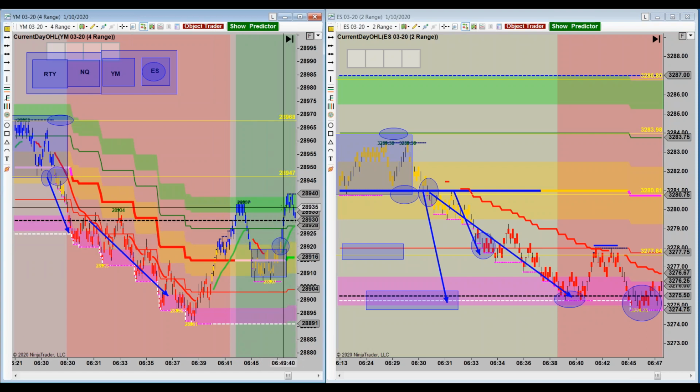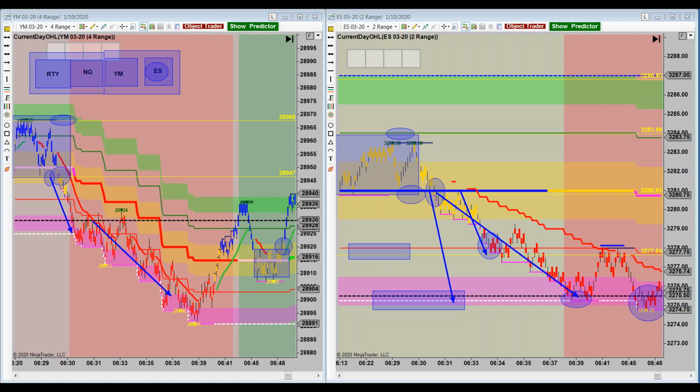So here's 650. Based on what YM is doing at this time, what do we think is going to happen on ES? Think about it for a second. Take a look at what's going on here. What is the divergence that is occurring as we speak? What is the divergence that's happening on this chart that is a clue to us on what we might want to do? Look at it.